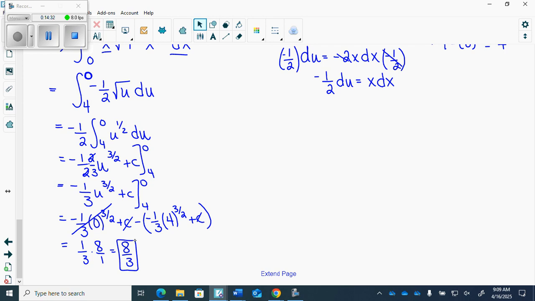Now, how we could do this is technically we could just find the indefinite integral of the original, find out what it is, and then plug in 0, 2. Right? We could do it that way as well.